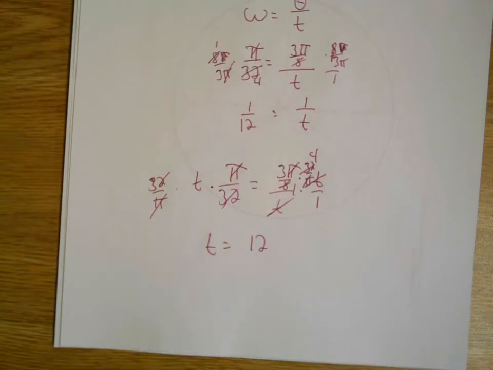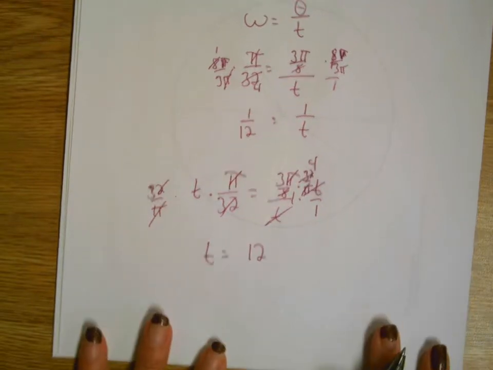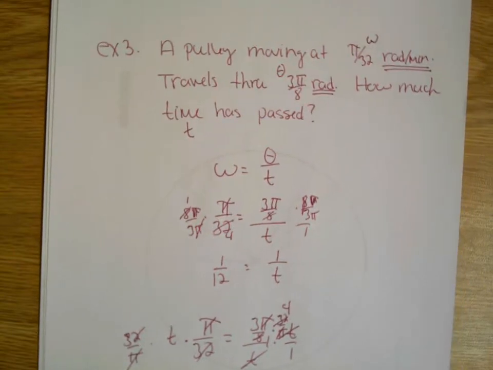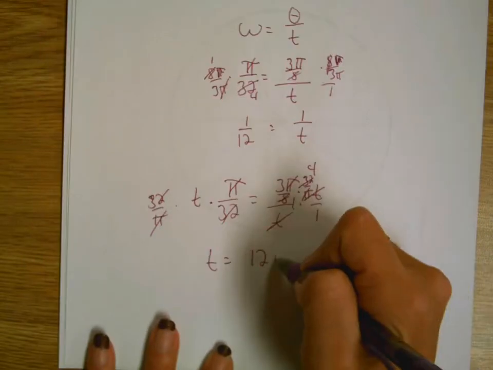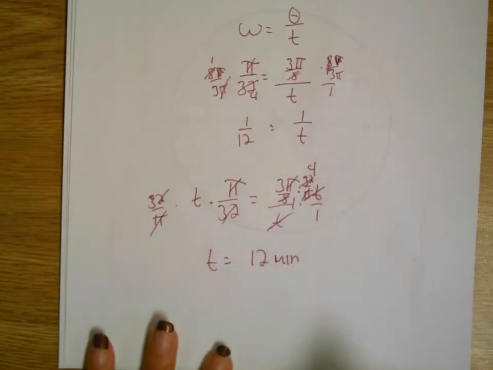What label did you put on it? Minutes. How'd you know it was minutes? Because it says that it's moving at radians per minute. Radians per minute, so our time interval is minutes. Or you didn't put a label and you get a minus 1.